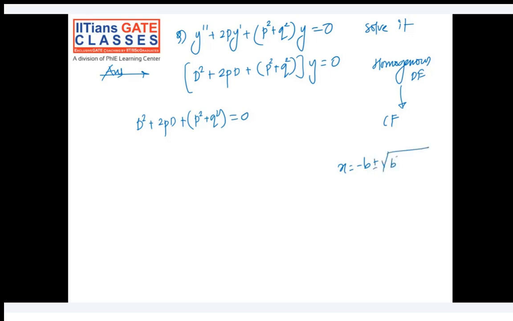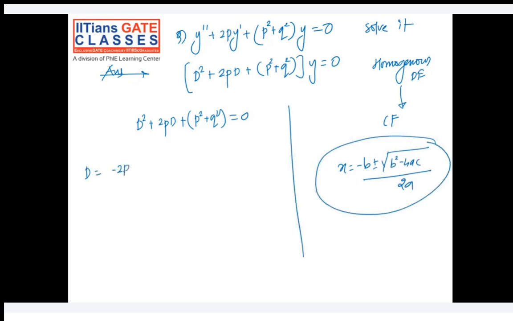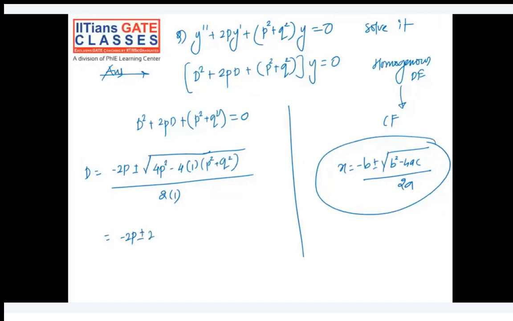Can you tell me the values of d here similarly? Okay, 4p square minus 4p square will get cancelled. So in short, you have only q square here. 4q square, and the root of minus 4q square is what? 2qi. So basically it is minus 2p plus or minus 2qi divided by 2. 2 will get cancelled. So minus p plus or minus qi, these are the two roots for the given algebraic equation.